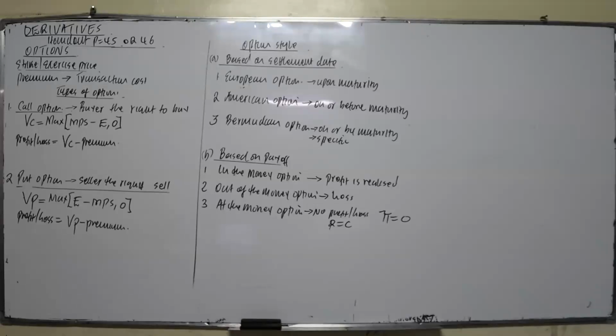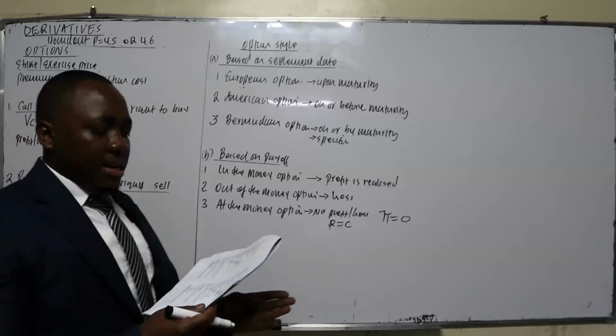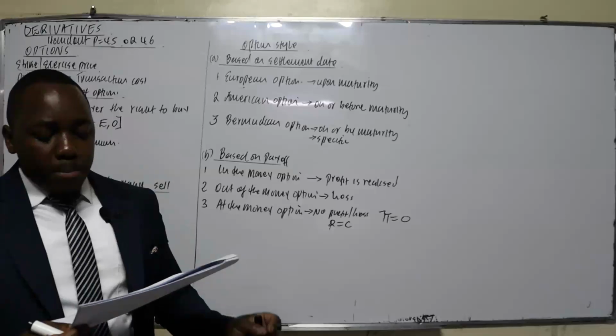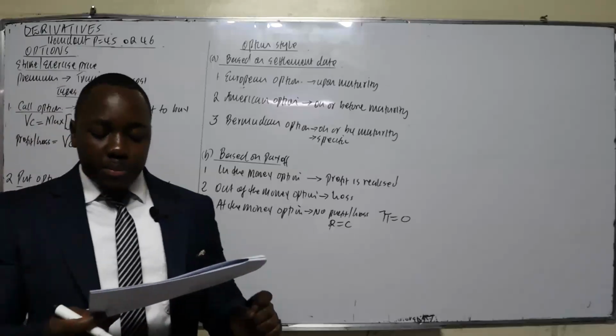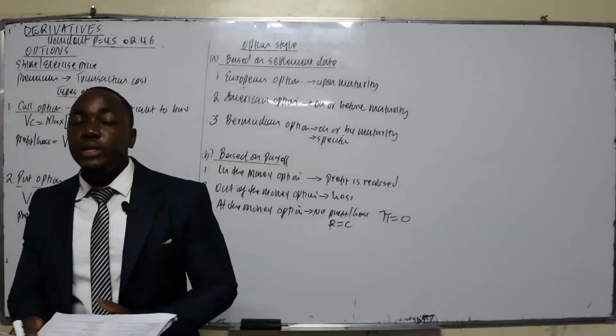And then number three, we have Bermudian option. Under this option, the option can be exercised any time before the maturity date, but the date of exercising is normally specified when the contract is signed.